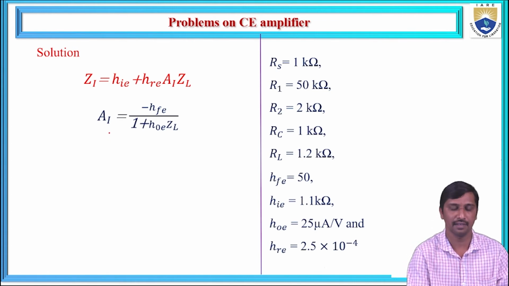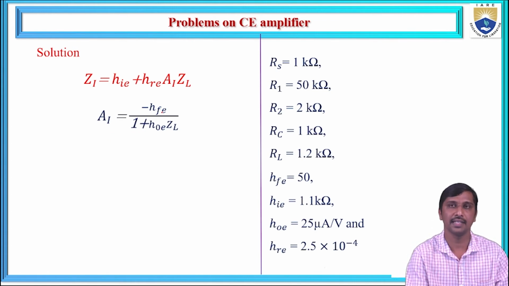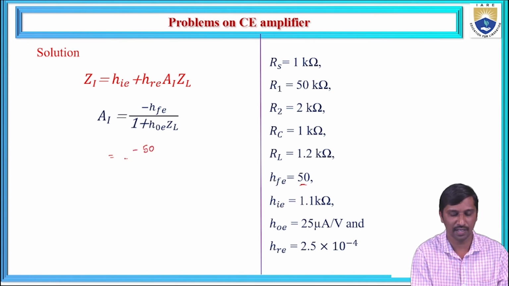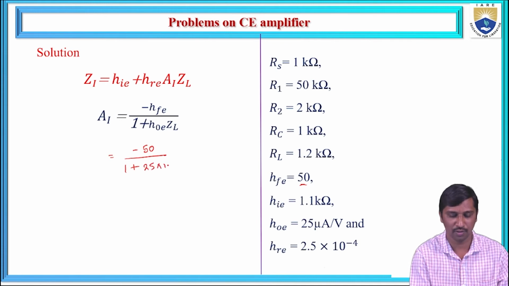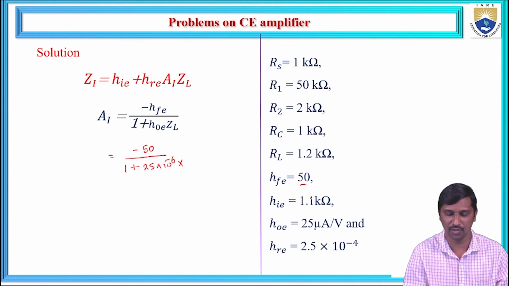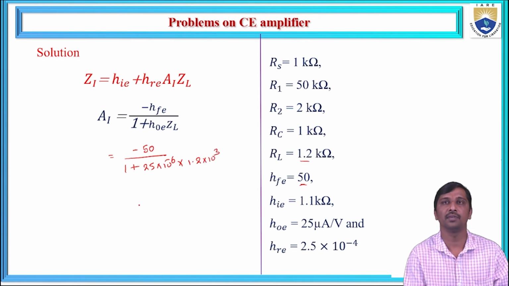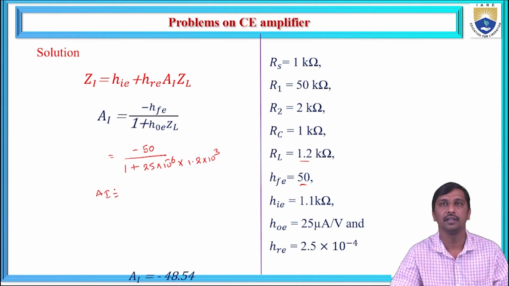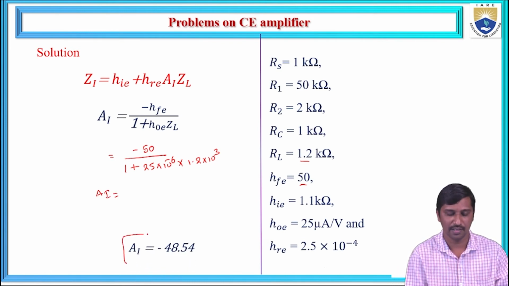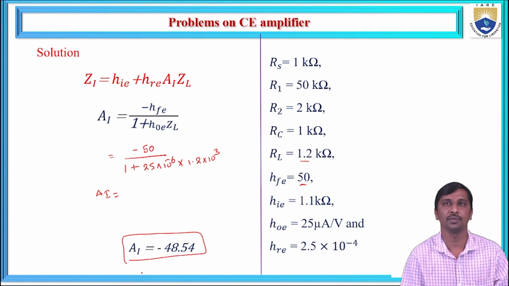Here the current gain AA is represented as minus HFE by 1 plus HOE times ZL. HFE is 50, so this is minus 50 by 1 plus HOE, which is 25 into 10 to the power of minus 6, times the ZL value of 1.2 kilo ohms, that is 1.2 into 10 power 3. If you solve this ratio, it gives that the current gain is minus 48.54.